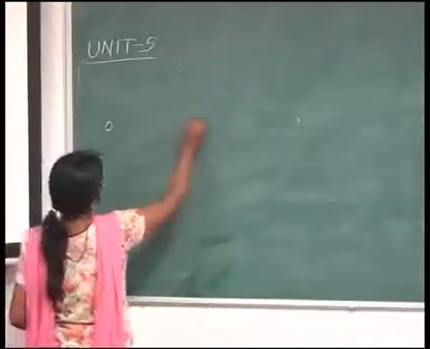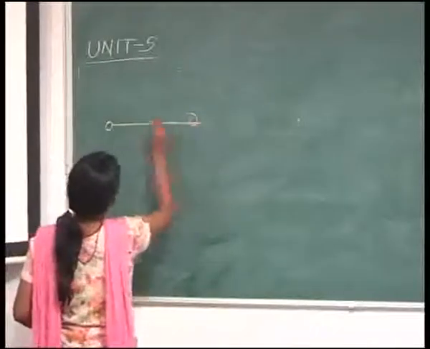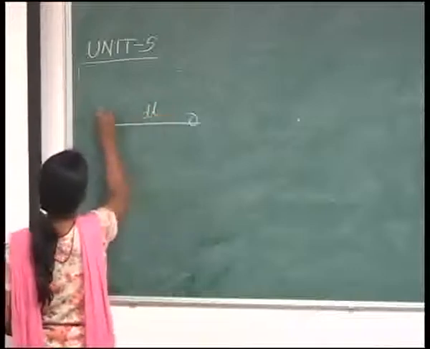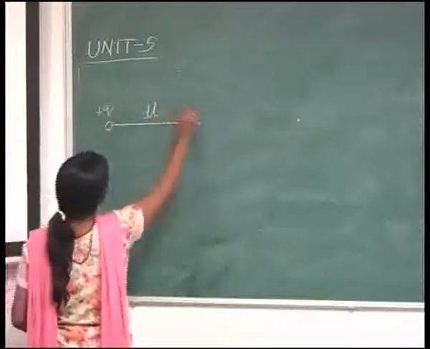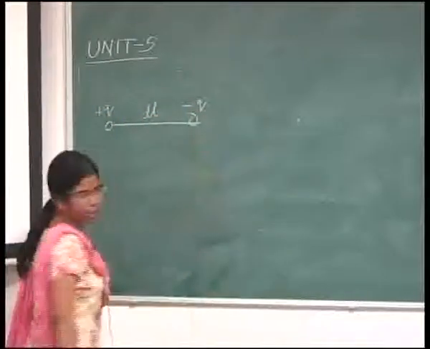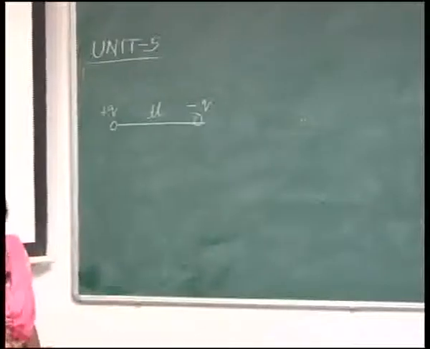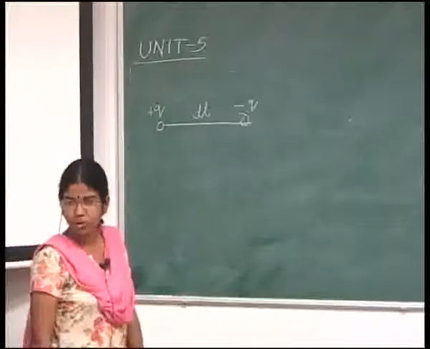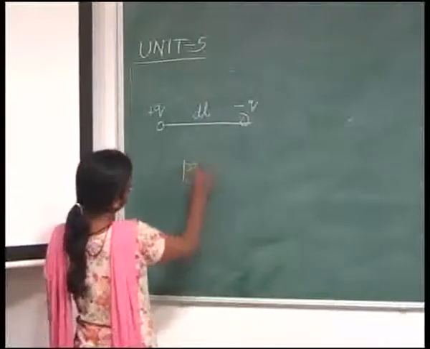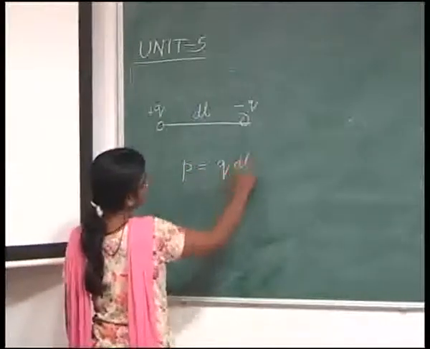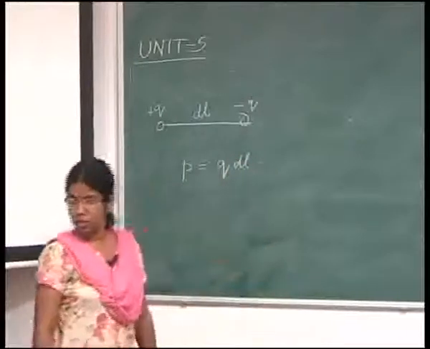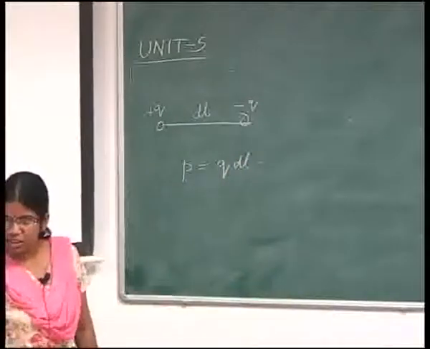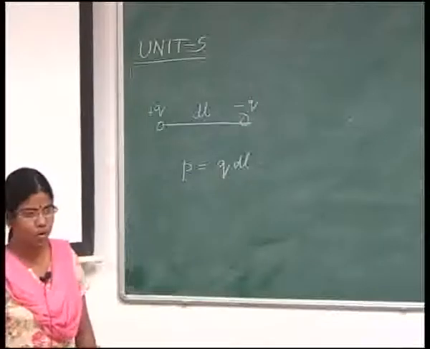So, I have two charges separated by a small distance dl. Here I have plus q and here I have minus q. Then I can calculate the dipole moment of this, and that dipole moment P is equal to q dl, isn't it? This is q dl, the dipole moment.